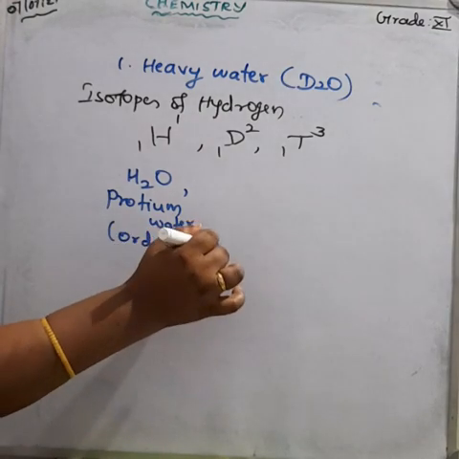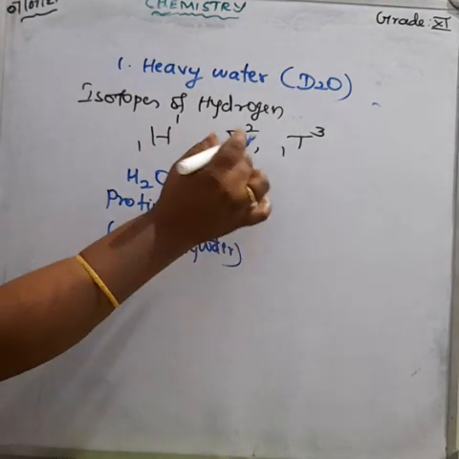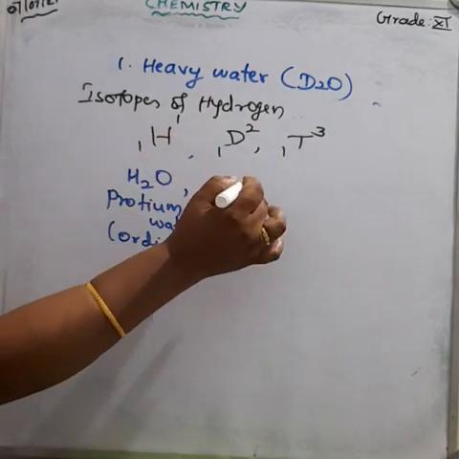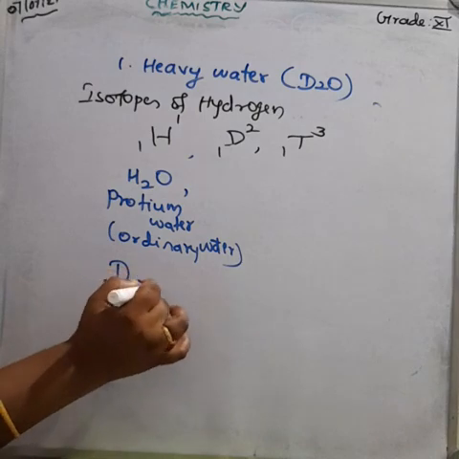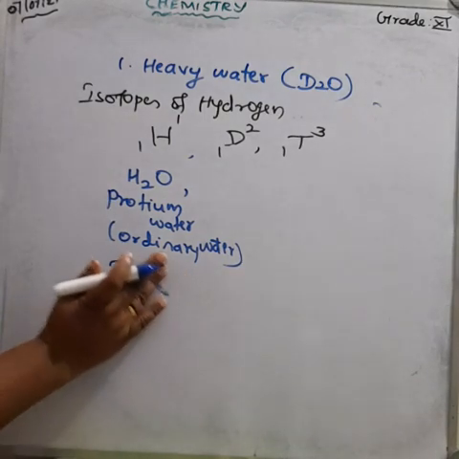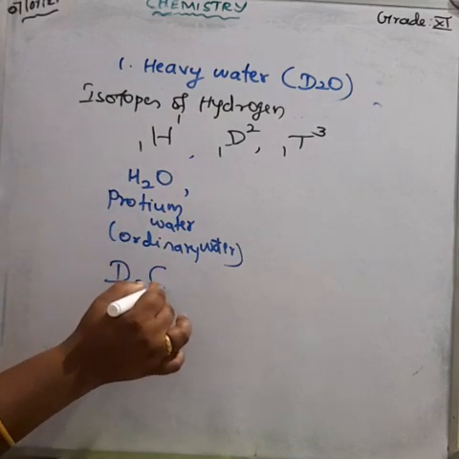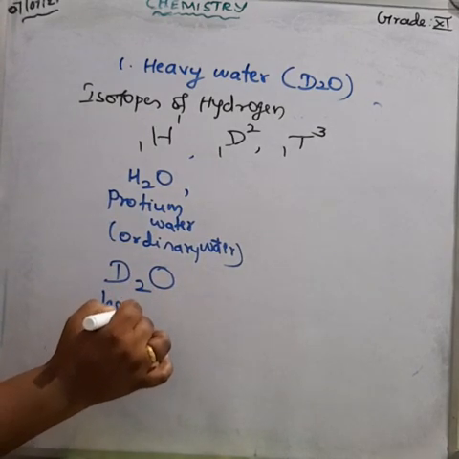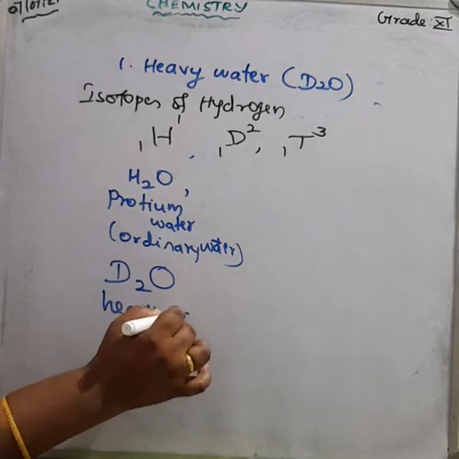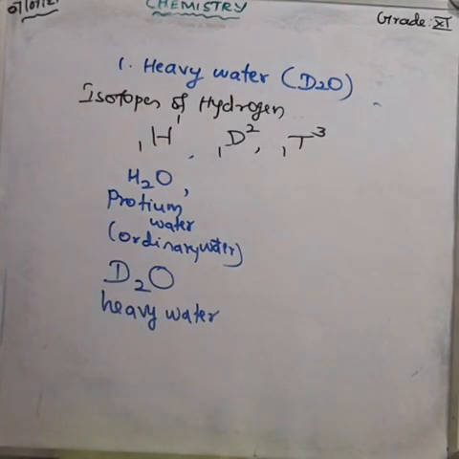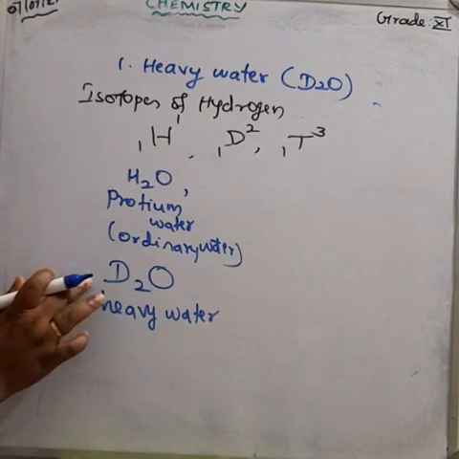That is H2O. Okay, and the oxide of heavy hydrogen, that is deuterium. Deuterium is one of the heavy hydrogens. So the oxide of heavy hydrogen is called heavy water. That is D2O, the oxide of heavy hydrogen. This is called heavy water.